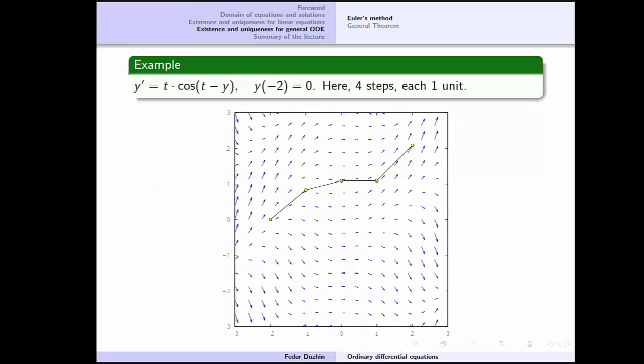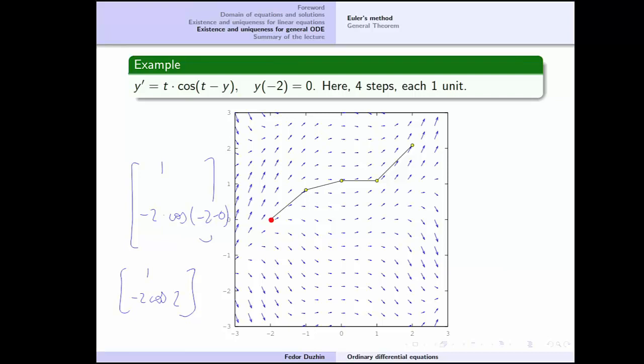So basically, imagine that here is our differential equation, and we want to begin at this point. So y of -2 is 0. It's our initial condition. So the initial point here is (-2, 0). It's here. At this point, we can calculate the direction of the motion. The first entry is always 1, and the second entry would be, here t is -2, so -2 times cosine of -2 minus 0. Right? So we need to draw this vector, which is 1 and -2 cosine(-2), which is the same as -2 cosine 2.